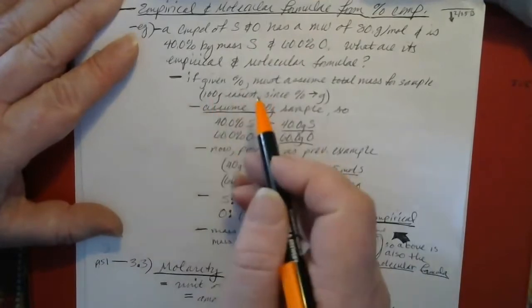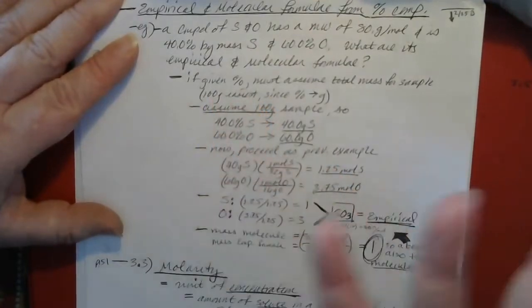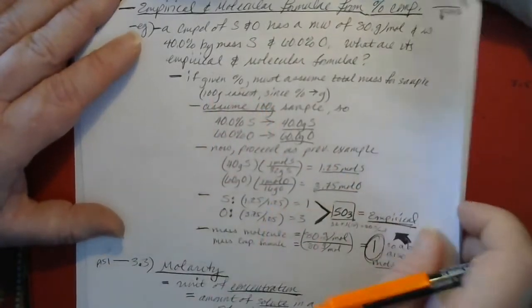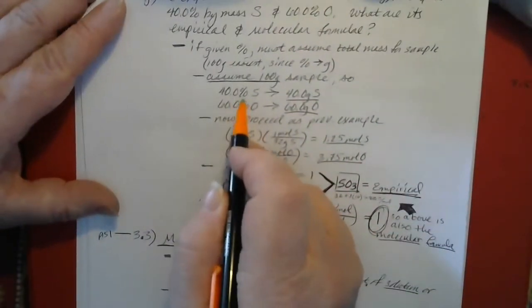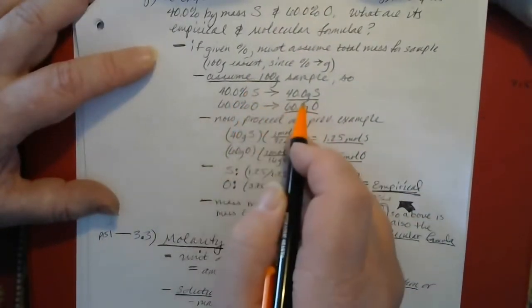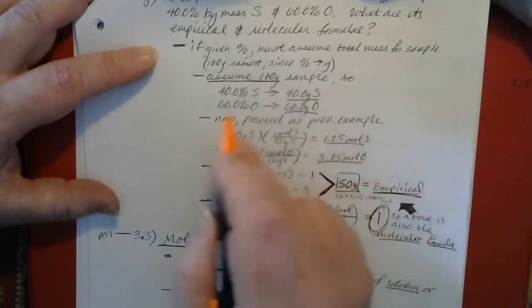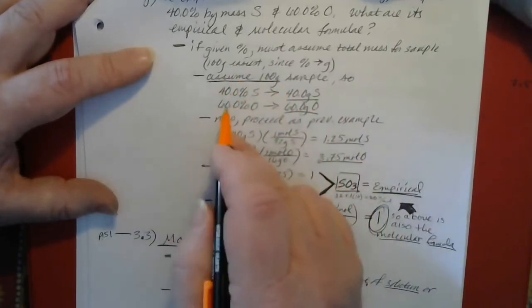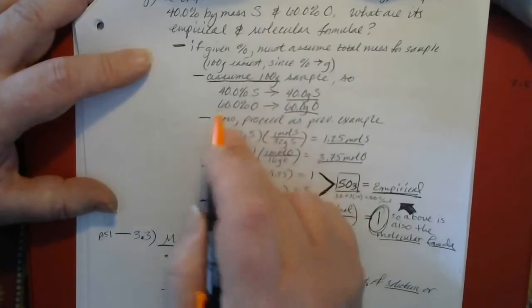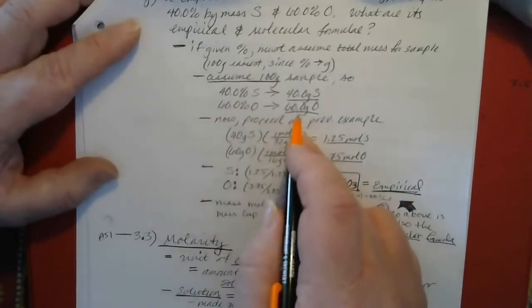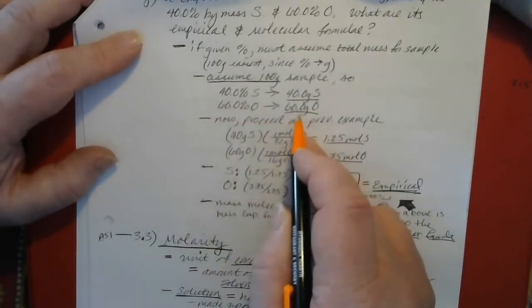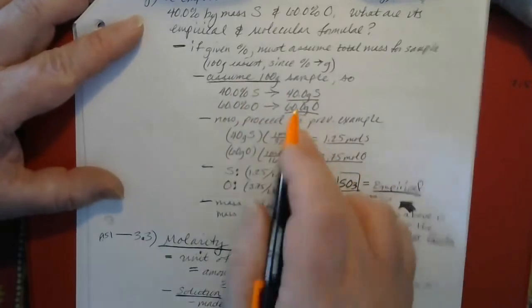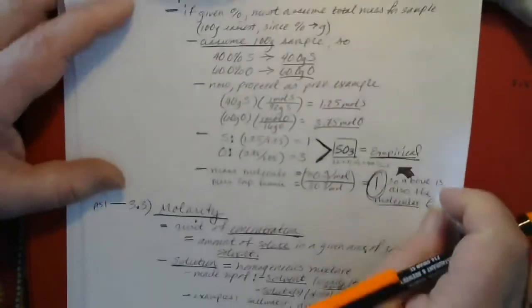So if you just assume 100 grams, the percentages become grams. So 40% sulfur out of 100 grams means 40 grams of sulfur. And if you have a 100-gram sample, 60% of it is oxygen by mass. That means you've got 60 grams of oxygen total in that 100-gram sample. And now things are just basically the same as what we just did.